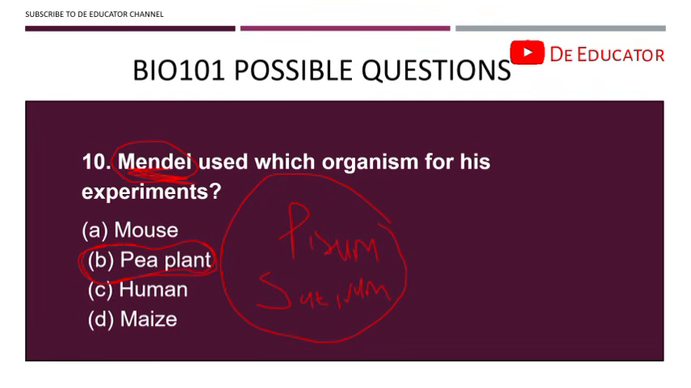Another reason is because this Pisum sativum has different traits. That's white flower, red flower, tall plant, short plant, a lot of traits. Because of that, he picked it. And there are so many reasons. This Pisum sativum can be self-pollinated and it can also be cross-pollinated. So because of all these reasons, he decided to pick pea plants.